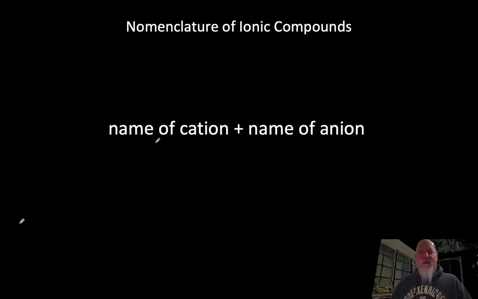When we name ionic compounds, we simply take the name of the cation, the positively charged species, and the name of the anion, the negatively charged species. So if you've already watched the video for the binary molecular compounds, in those we have to use a prefix in the name to show how many of each atom there are. For ionic compounds, we don't do that. We simply can figure out the formula based on the names of the ions because we know the charges of the ions and we can come up with a neutral formula.